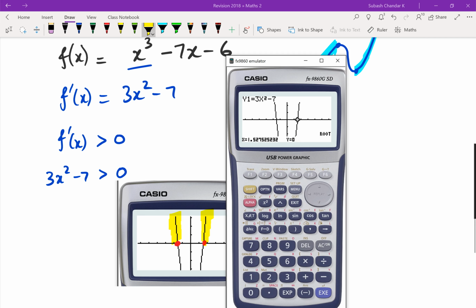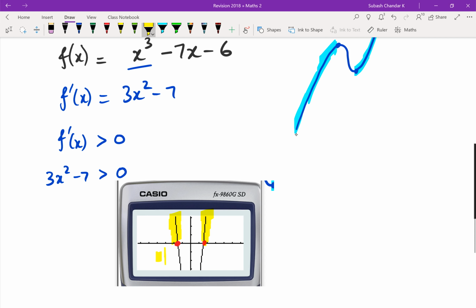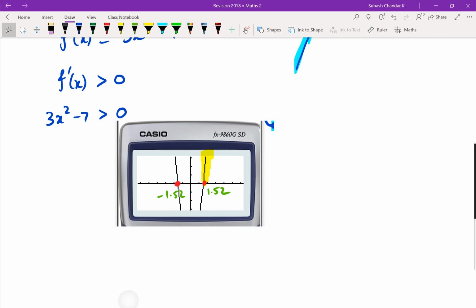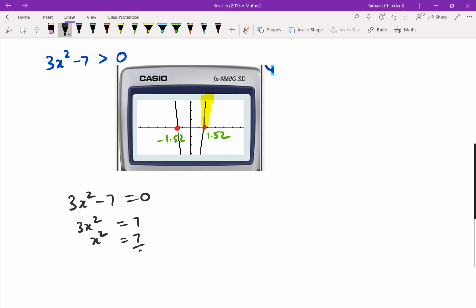Now I'm going to show you all the different ways of doing this. So that's negative, okay, don't write in highlighters. So that's negative 1.52, and that's positive 1.52. The other way of actually getting this is you could have also done it like this. 3x squared minus 7 equals 0. And then 3x squared equals 7. x squared equals 7 over 3. So x is equal to plus or minus the square root of 7 over 3. And again, that's going to give those two values as well.